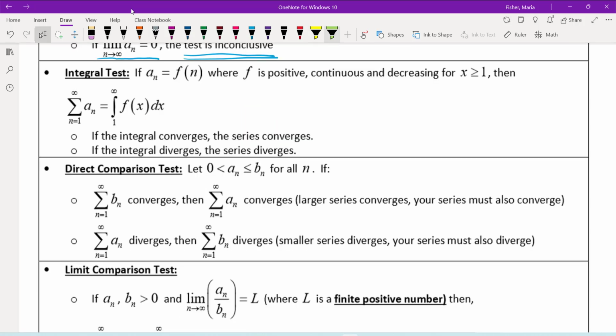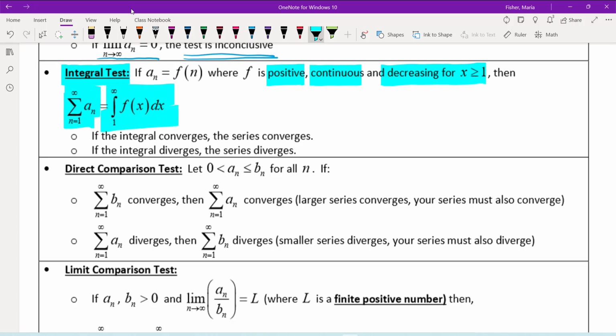The integral test? The integral test said that if you can show that your function is positive, continuous, and decreasing for all x's greater than or equal to 1, then you can make the infinite series into an improper integral. Evaluate the improper integral, and if the integral converges, your series also converges. And if the integral diverges, then your series also diverges.